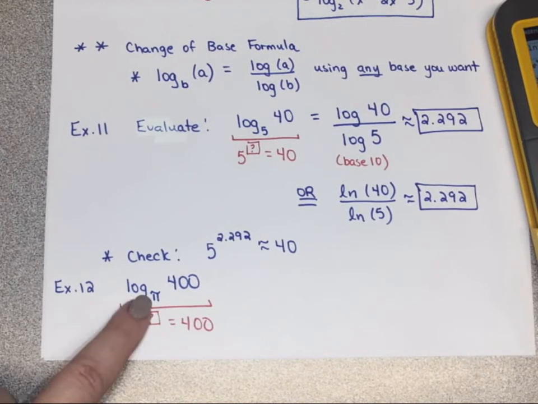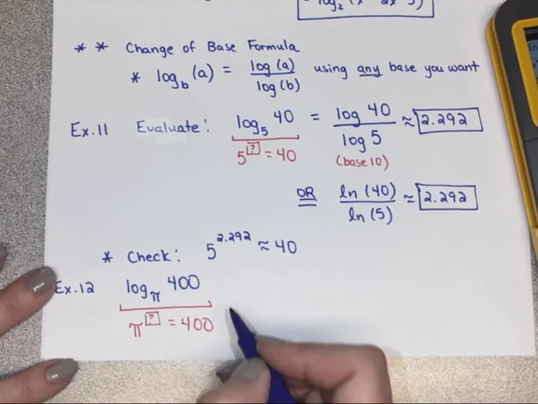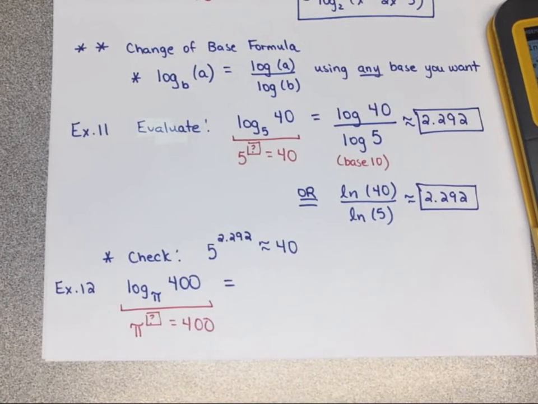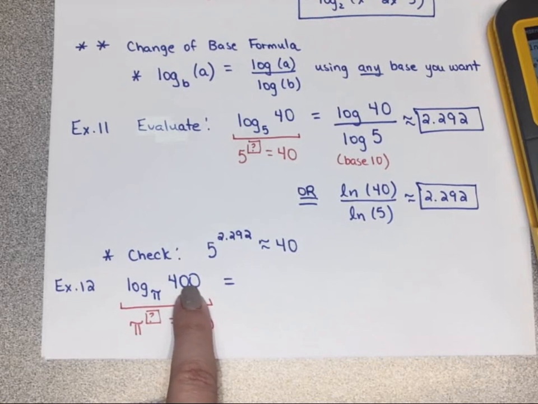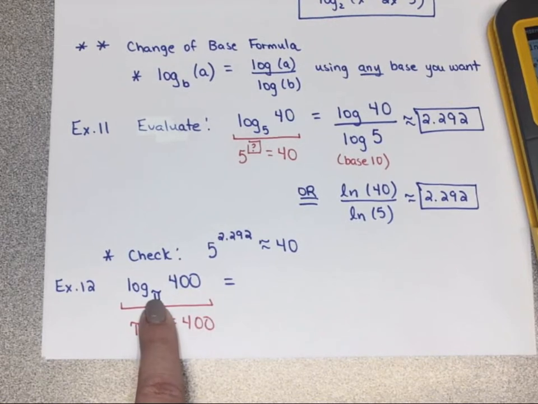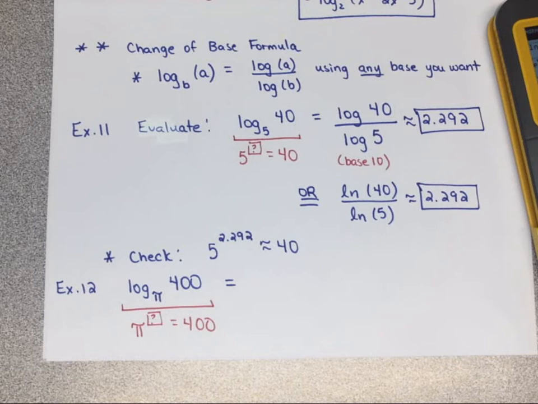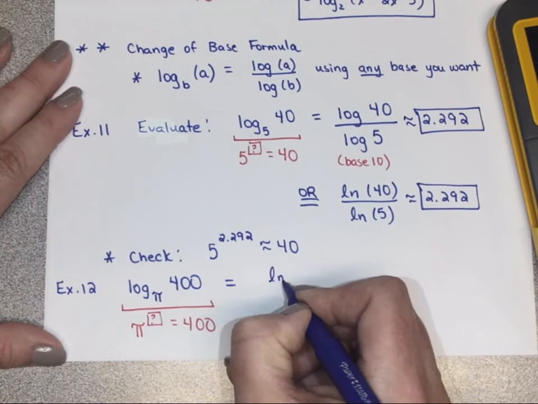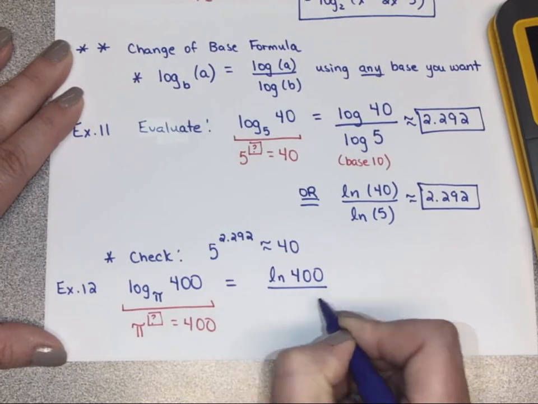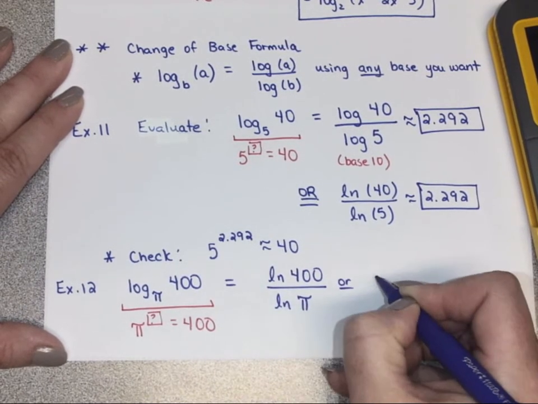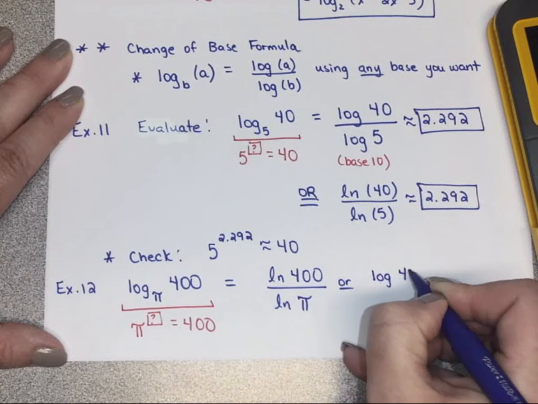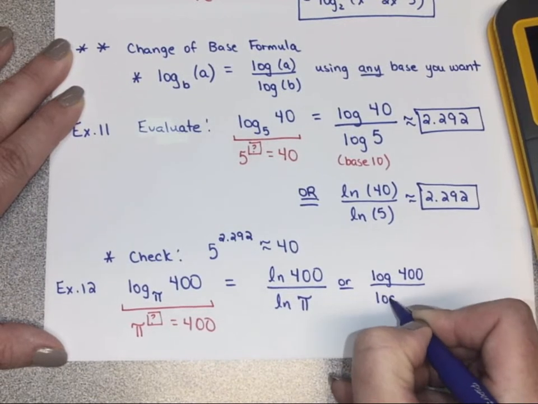Okay, so I don't like it being base pi, so I'm going to change it to be another base. I can either use log or I can use ln, okay? But it's always log or ln of this one over log or ln of that one, right? So think about like base equals bottom. The base number always goes on bottom. So this would be natural log of 400 over natural log of pi, okay? Or it could be log of 400 over log of pi.